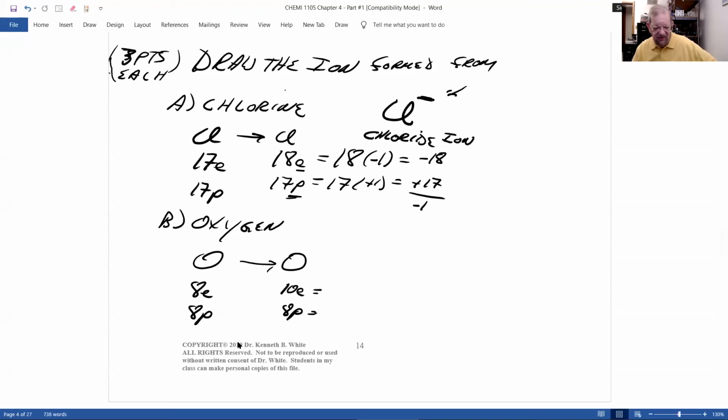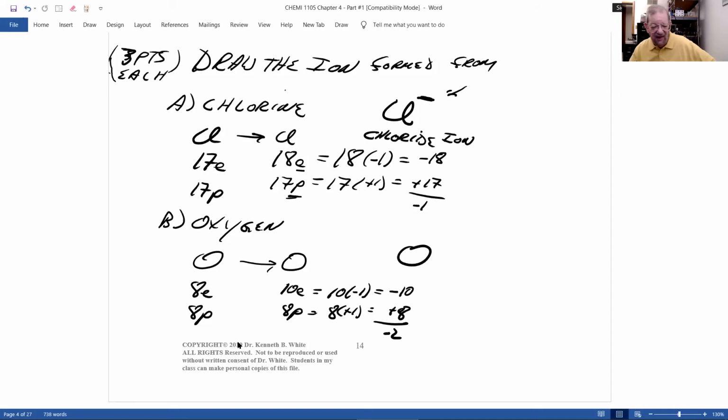And now let's do the math. What's the charge on an electron? -1. What's the charge on a proton? +1. Do the math here. -1 times 10, minus 10. Do the math here. +1 times 8, plus 8. Add them together and you get -2.